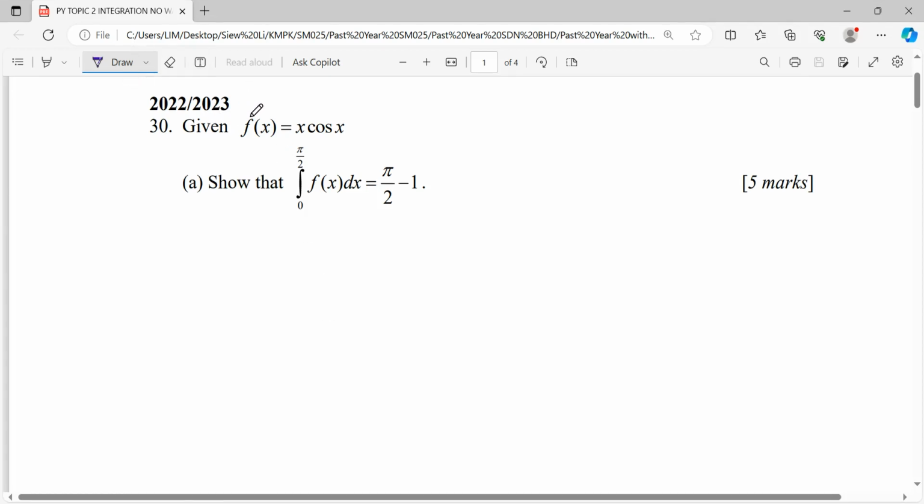For this question, given a function of x times cos x, so it will be a linear times a trigonometry, we need to show this integration equals pi over 2 minus 1.